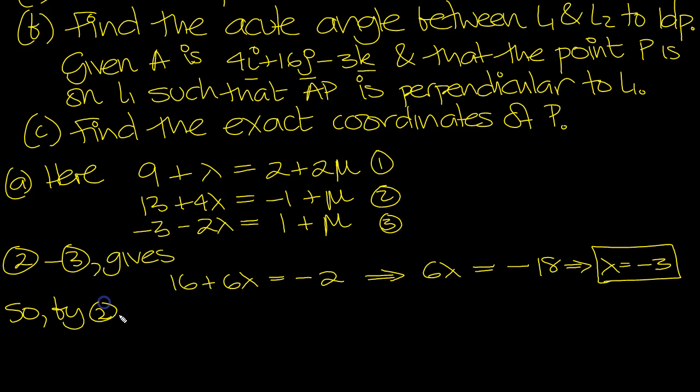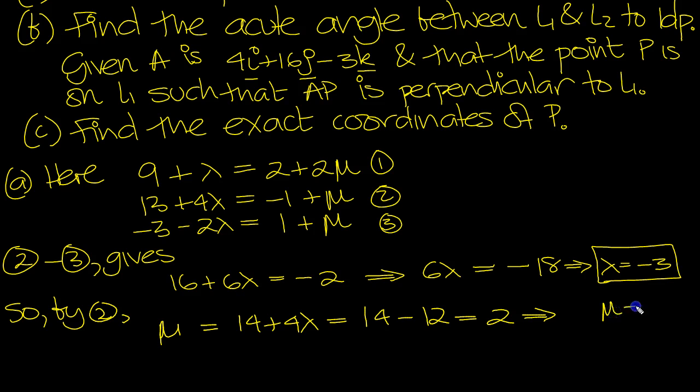By 2, because we've got a mu here and we can move this over. Mu is equal to 13 plus 1 is 14 plus 4 lambda. Lambda's minus 3, so it's 14 minus 4 3s are 12. 14 minus 12 is 2. So in other words, mu equals 2.